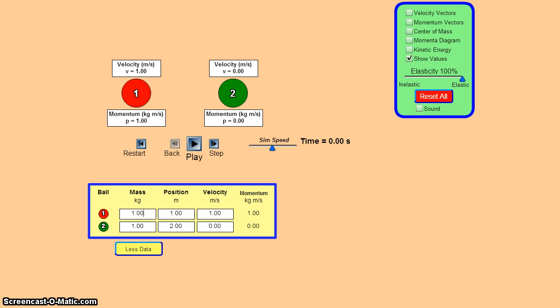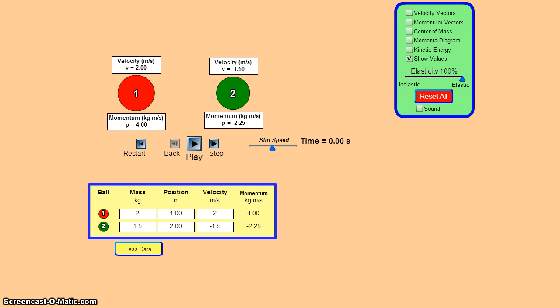Next, we're going to demonstrate the conservation of momentum when two objects are moving towards each other. Conservation of momentum will still be applied regardless of each object's respective mass and velocity. For this example, we're going to set Object 1 with a mass of 2 kilograms and a velocity of 2 meters per second to the right. Object 2 will have a mass of 1.5 kilograms and a velocity of 1.5 meters per second to the left. The velocity of Object 2 is shown here as negative to represent that it is moving to the left, or the opposite direction as Object 1. The system's total momentum is 1.75.